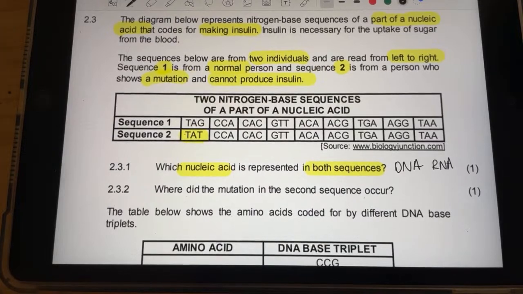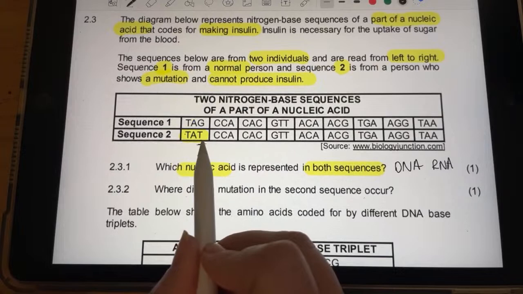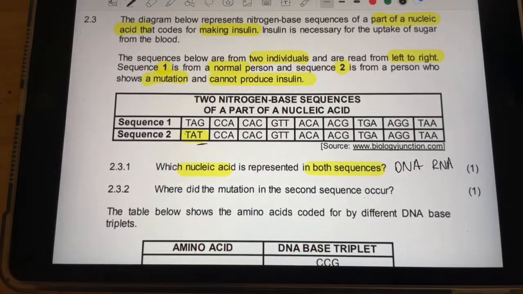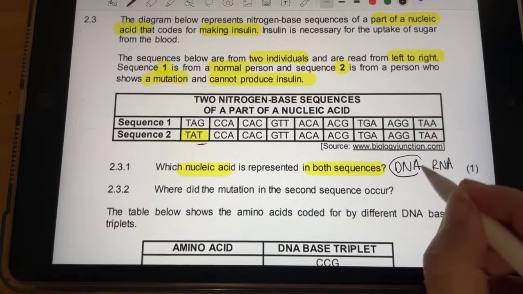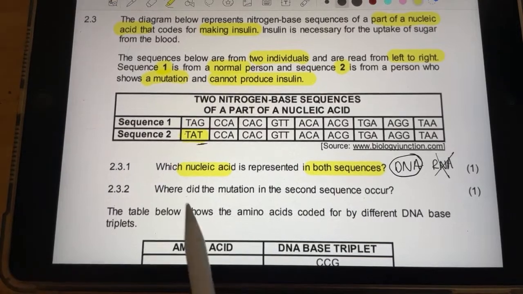I feel like you should know by seeing the fact that there is the letter T present here, right? And the letter T can only be found in DNA. So the answer is, what is the nucleic acid? It is DNA, so it is definitely not RNA. T is for thymine, which is only in DNA. All right, let's move on to our next question.